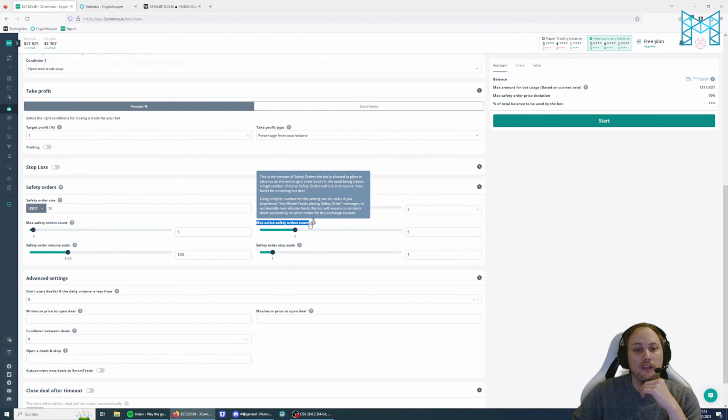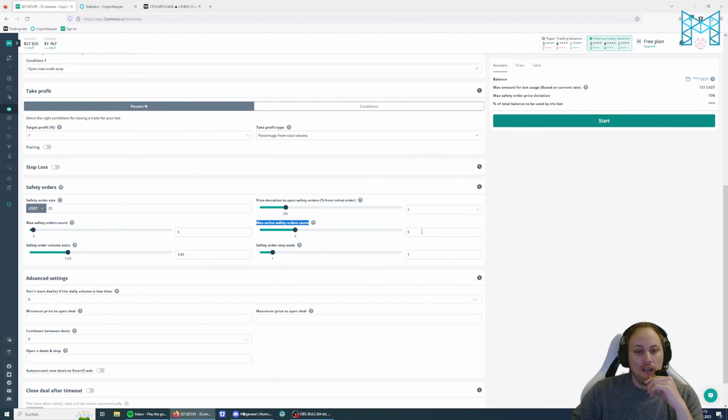Max active safety order count. This means how many safety orders the bot should put directly into Binance, for example. Once there's a really quick downfall candle, which goes back up really fast, like a hard drop of 5% and it goes back really quick, then I had already placed 5 orders beforehand for the limited drop in percentage.